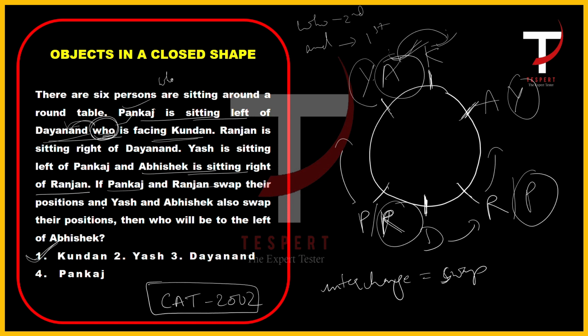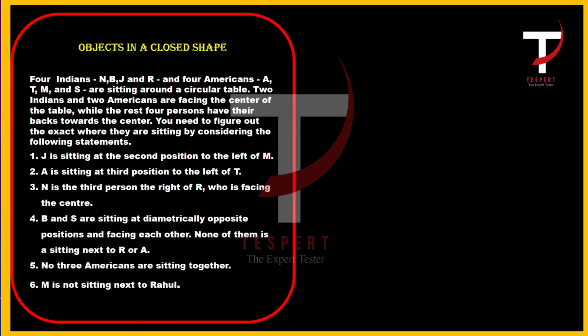So this is a very simple one. It's a previous CAT question, CAT 2002. So let's move on to the next slide. This is our second arrangement as far as closed shapes are concerned. So try to solve this. Pause the video and try to solve this.